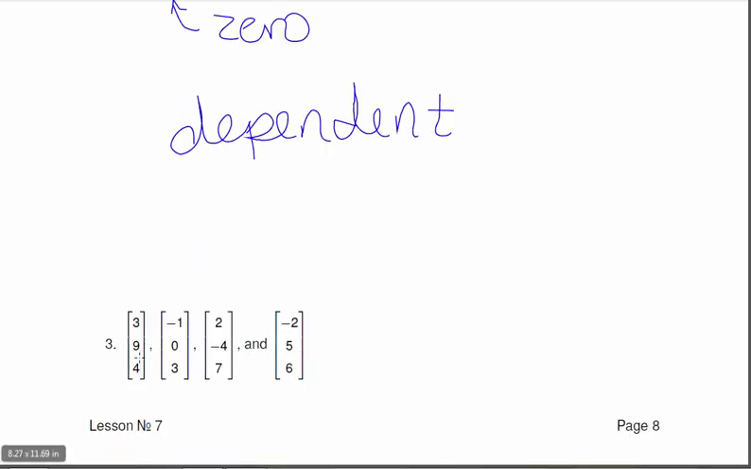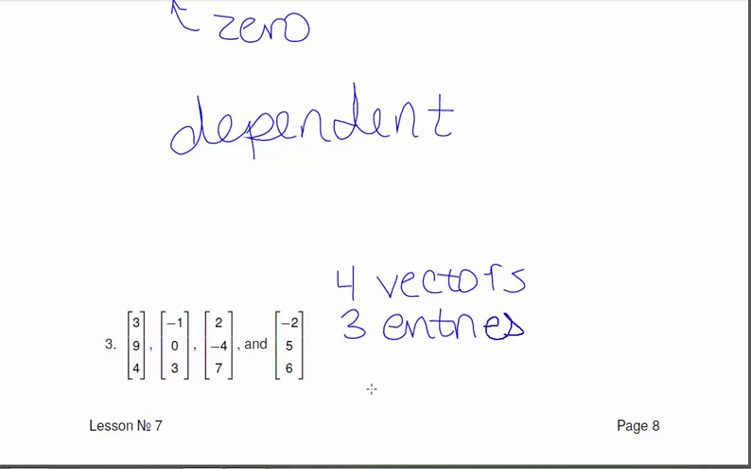My final example here, you see I have 4 vectors, each one with 3 entries. And so this is also going to be dependent.